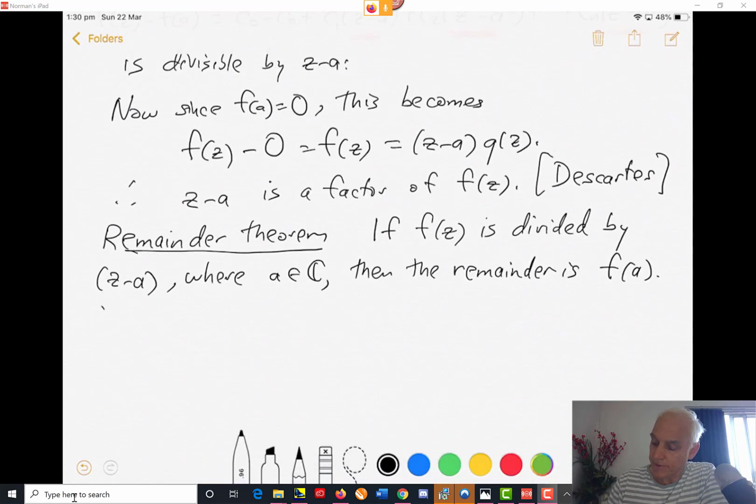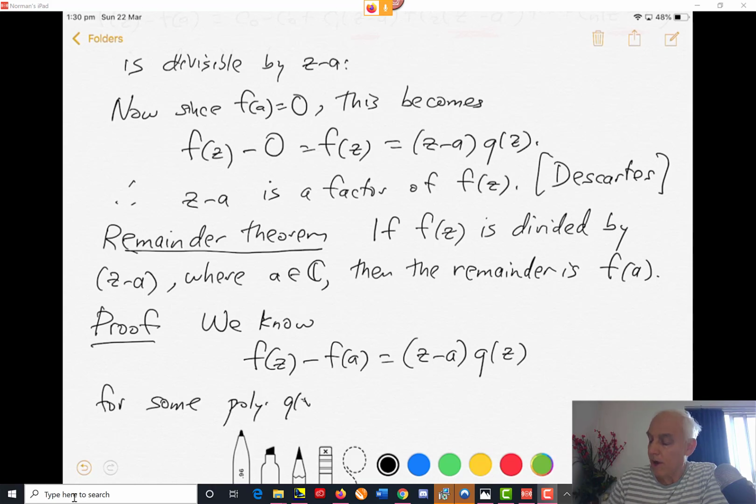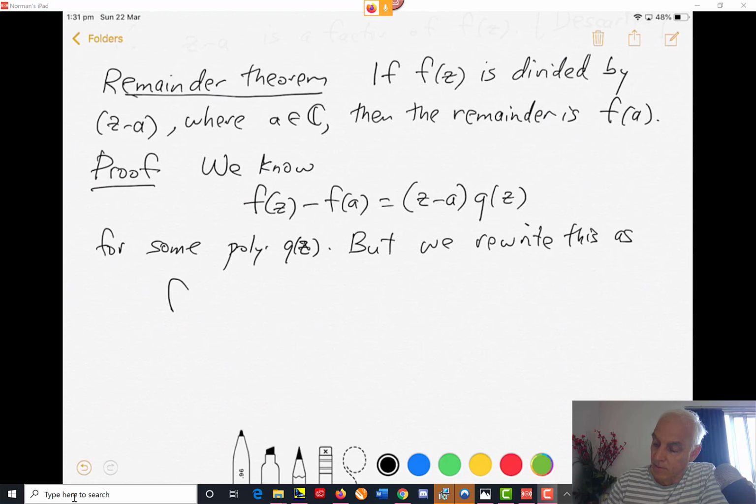Let's have a look at the proof of that. Okay, so we know from above that f of z minus f of a equals z minus a times some polynomial q of z. But we just rewrite this as f of z equals z minus a times q of z plus f of a.